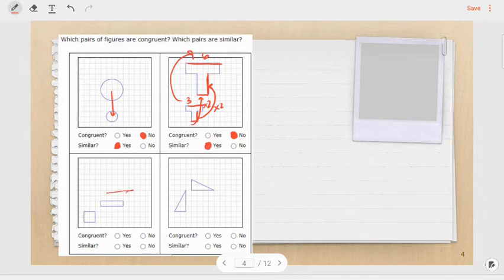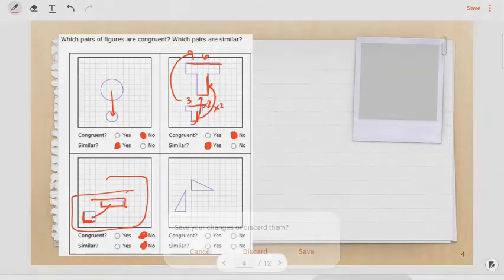Now if I look down at this picture, they're not congruent because they are not exactly the same shape and the same size, but they're also not similar, because if I go from this shape to this shape, this is 2 and this is 1. So if this is 2, this should also be 1 and it's 4. So this is no, it's not similar.